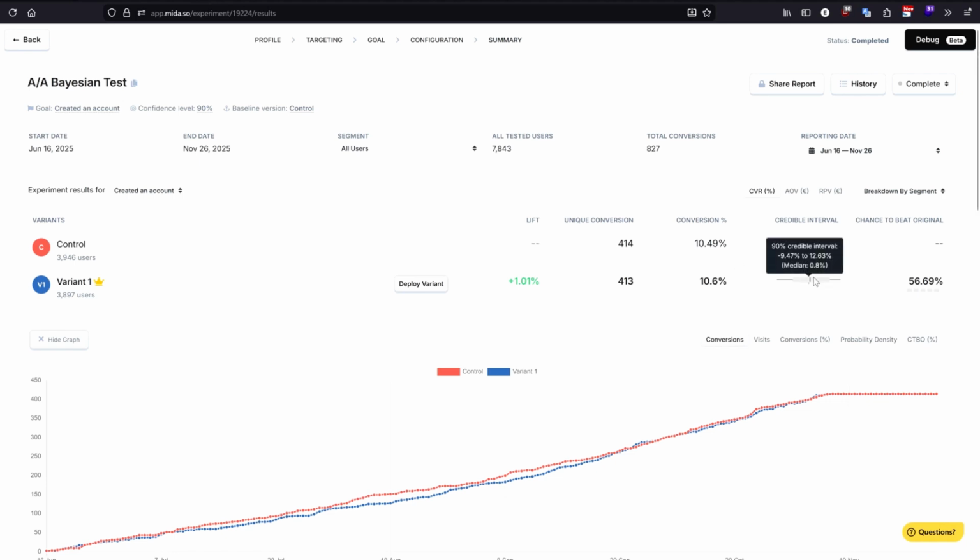And the credible interval is dependent on the confidence level set prior to the experiment being live. In this case, there's a 90% probability that the uplift ranges between -9 to 12.6%. So it can be any of these numbers in between, including 0.